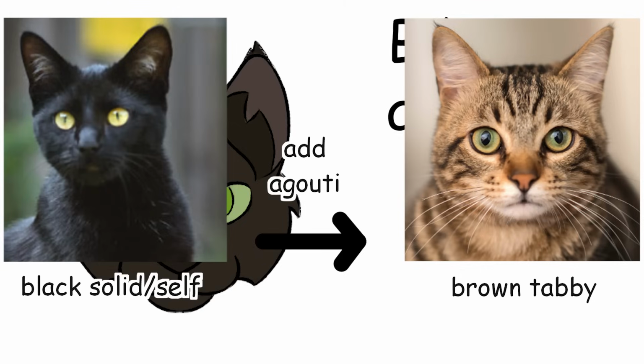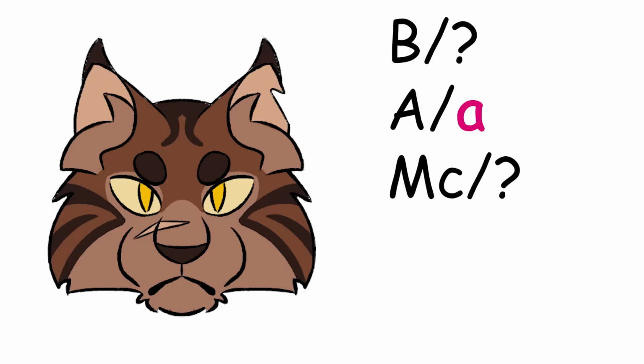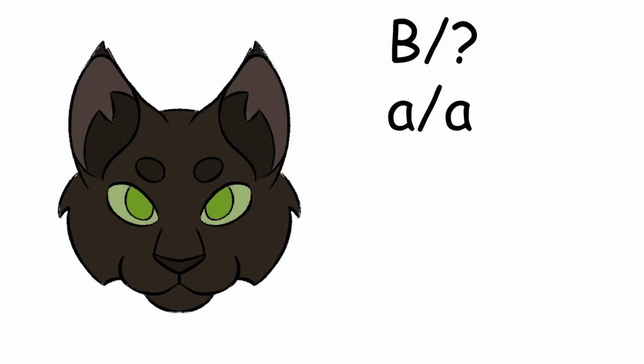She doesn't have the capital A that causes agouti, which would confine her black to stripes. This also means that she can only give Tigerstar little a's, making him heterozygous on the A locus. Sorry, Leopardfoot, but that's all you've got for us.